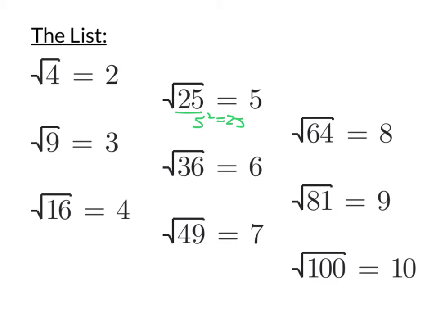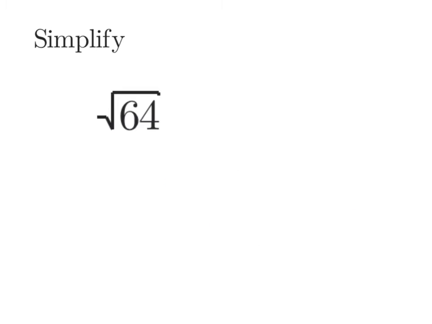We know that 6 squared is 36, so the square root of 36 is 6. Square root of 49 has to be 7 because 7 squared is 49. Square root of 64 is 8, square root of 81 is 9, and the square root of 100 is 10. Like I said, you should have all of these memorized. If you don't have them memorized right now, what you should do is pause the video, take out a piece of paper, and write them down. Keep them for future reference and refer to them often.